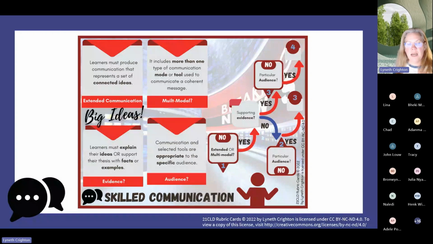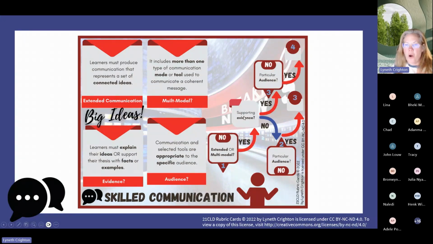Then the next idea is evidence. Now, this is quite a strange rubric in the fact that the first question is that it could be extended or multimodal. And then if one of those applies, yes, we look for supporting evidence. In other words, are they explaining their ideas or supporting their thesis or hypothesis with facts and examples?